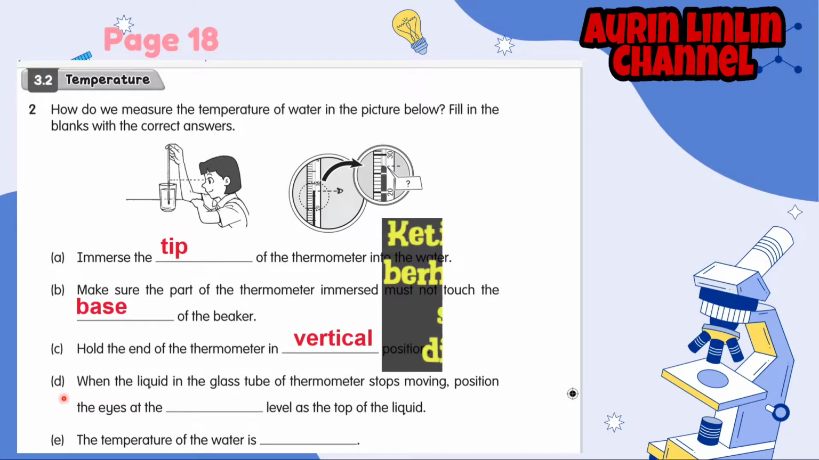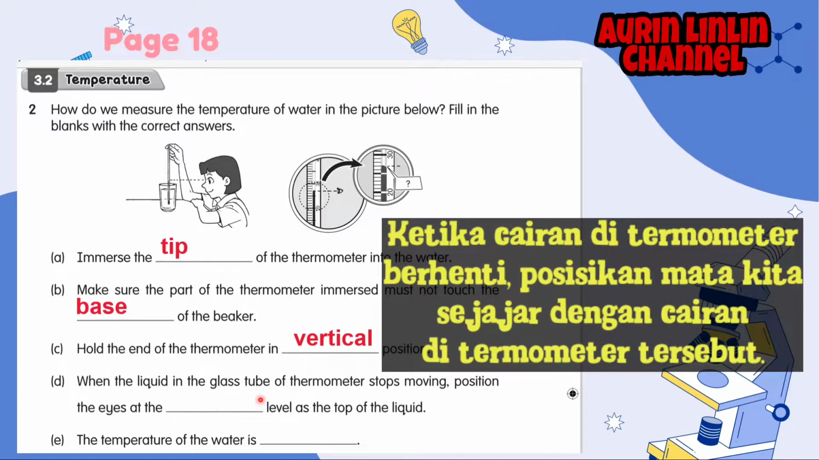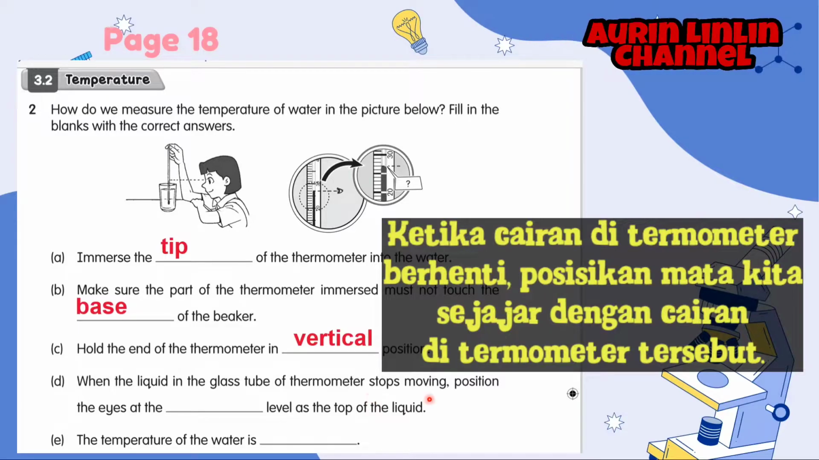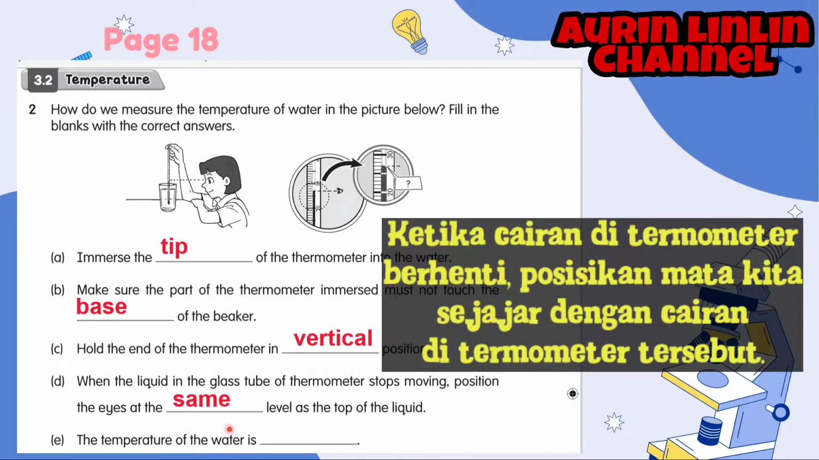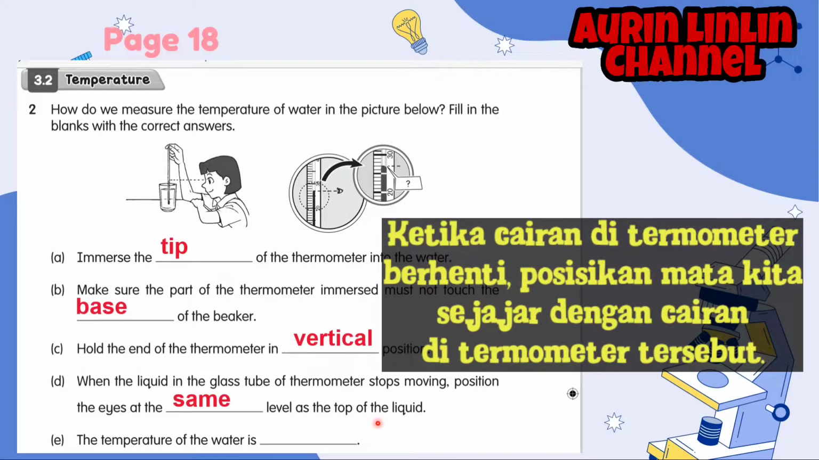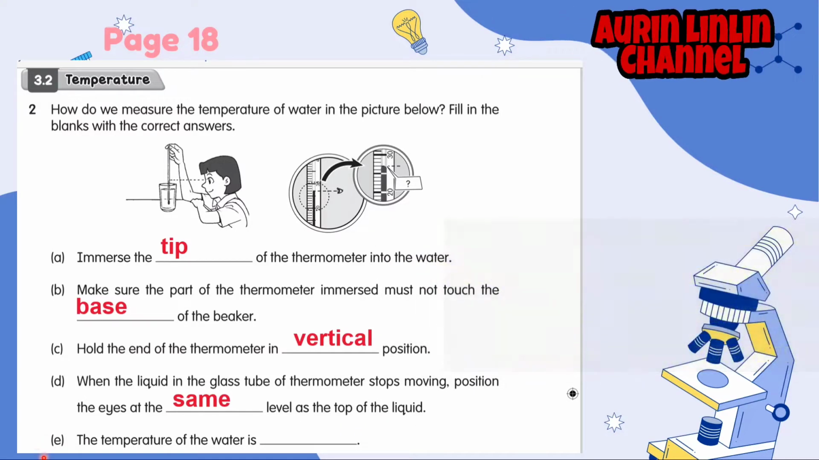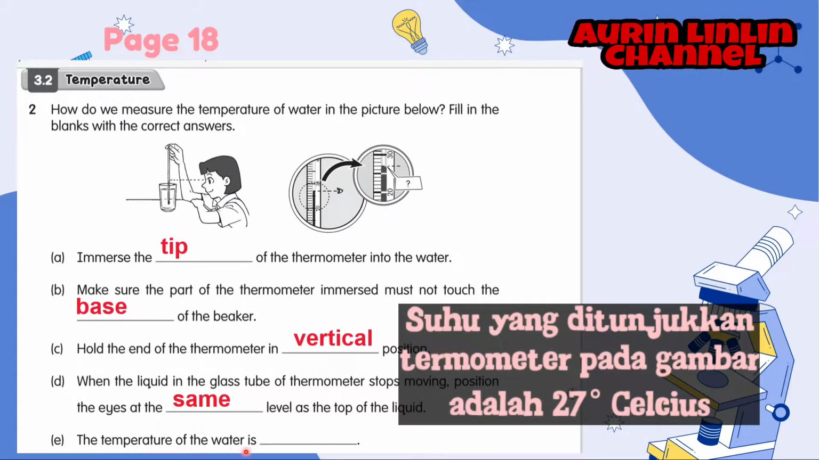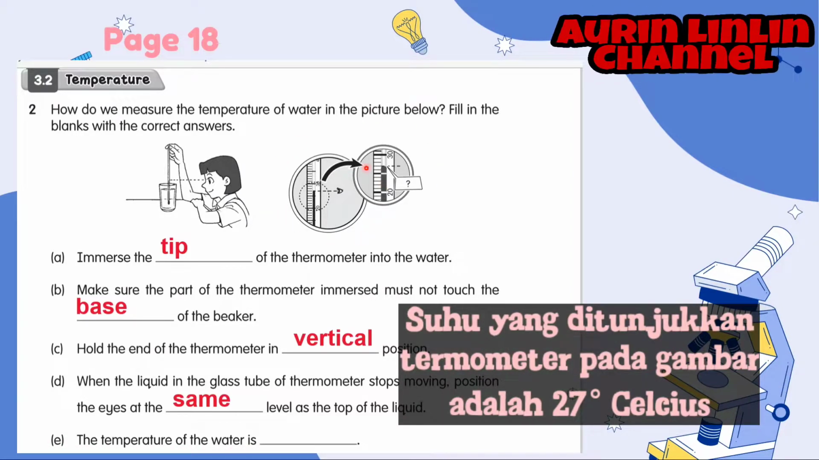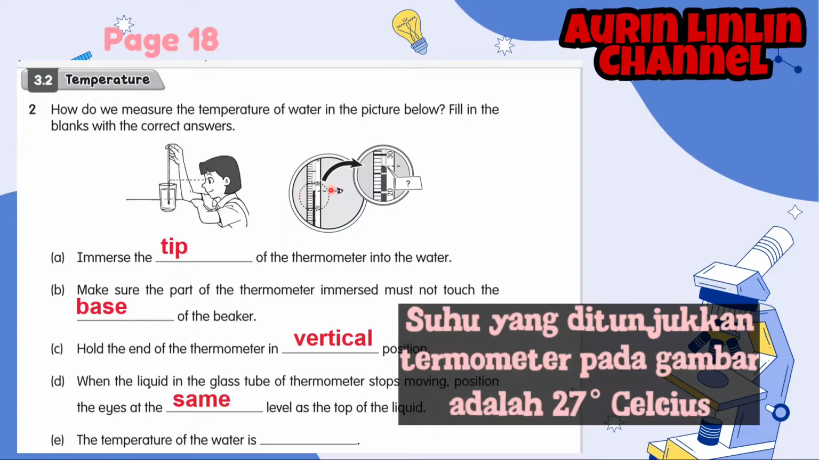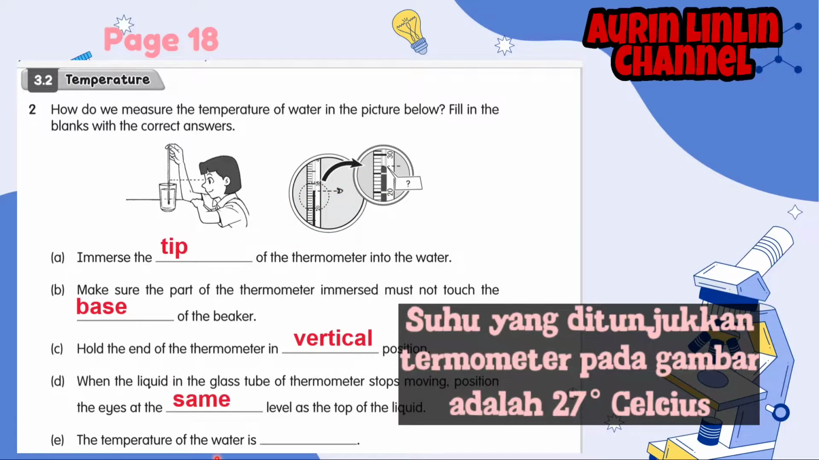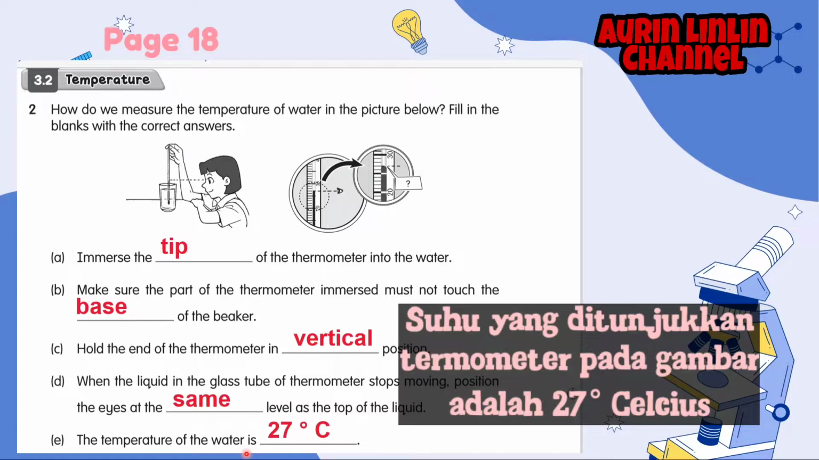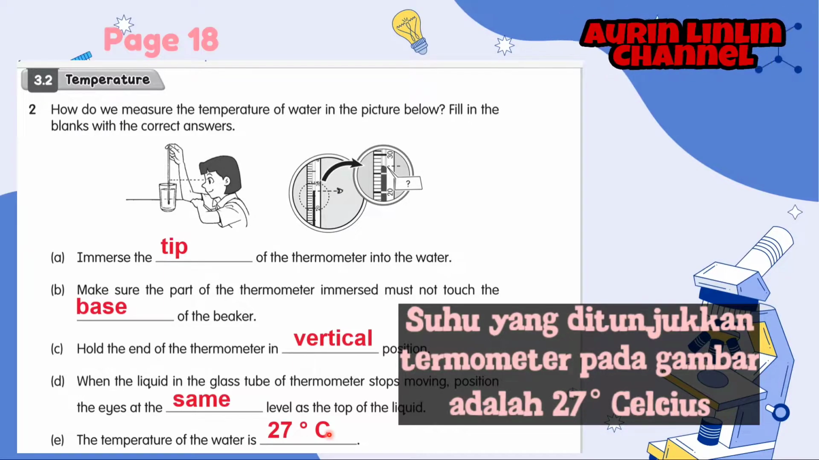Question D. When the liquid in the glass tube of thermometer stops moving, position the eyes at the same level as the top of the liquid. Question E. The temperature of the water is, okay, look at this result. And the temperature of the water is 27 degrees Celsius.